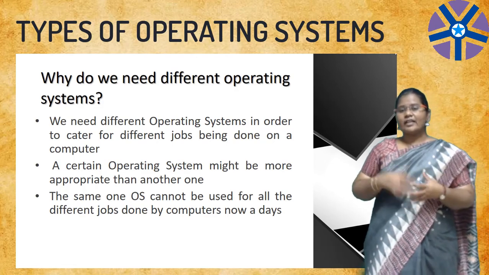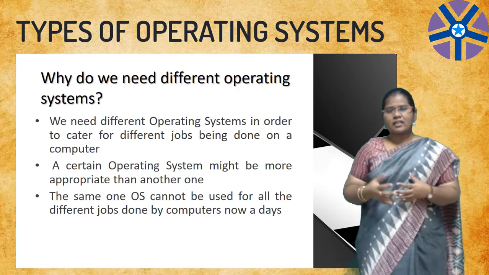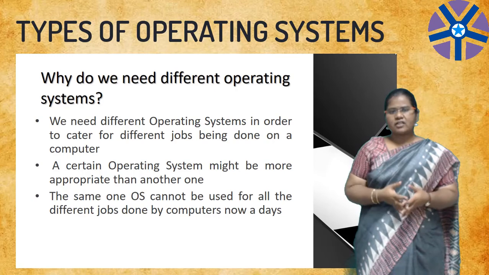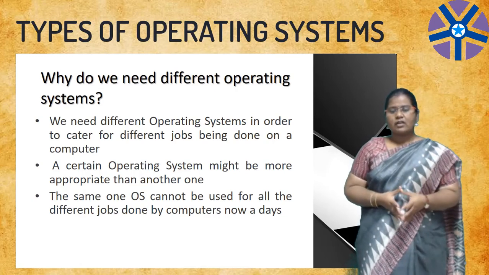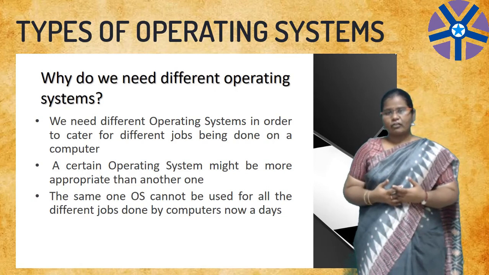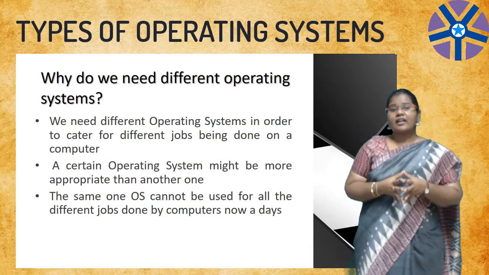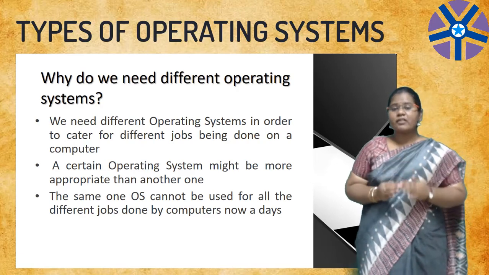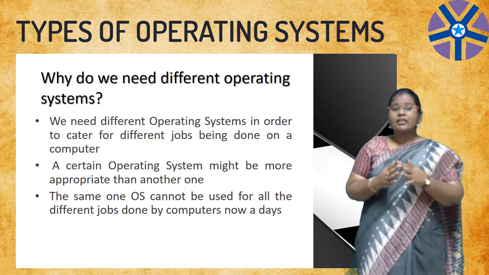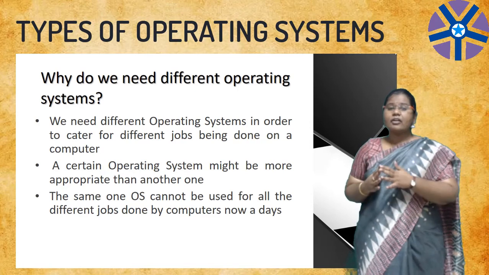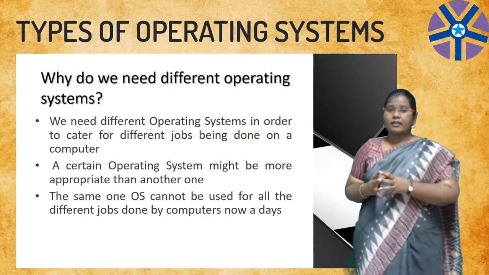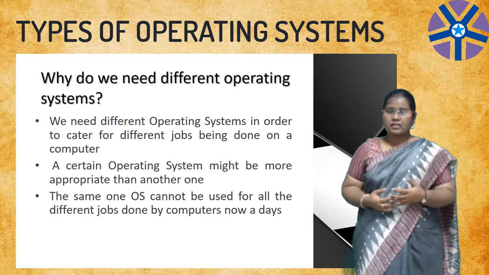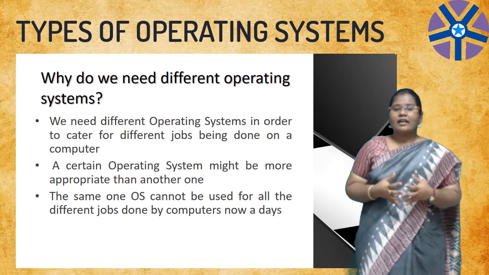Now we'll see why we need all these different operating systems. Why should such different operating systems be used? We could give all the features in one single operating system. So why do we actually need different operating systems? Because each task that a user performs involves only some specific actions, and each operating system is designed to fulfill those particular needs of the user. So we select an operating system based on our user requirement.